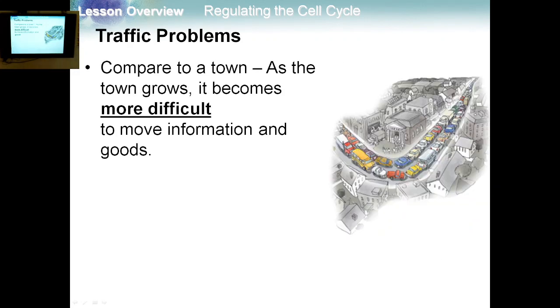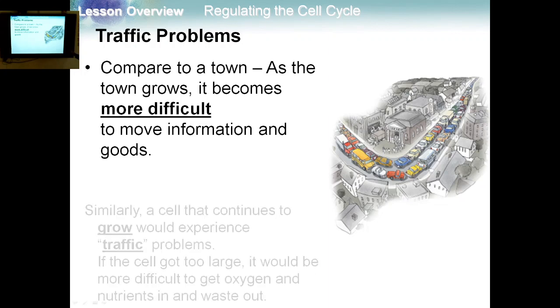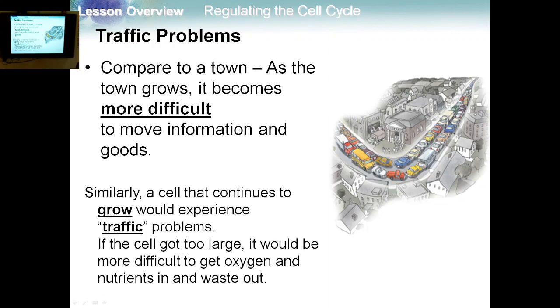So let's compare with the town. As the town grows, it becomes more difficult to move information and goods. If you want to transport or move information and goods in the town, it's really difficult once the town is big. The same thing is happening inside the cell. A cell that continued to grow would experience a trophic problem.